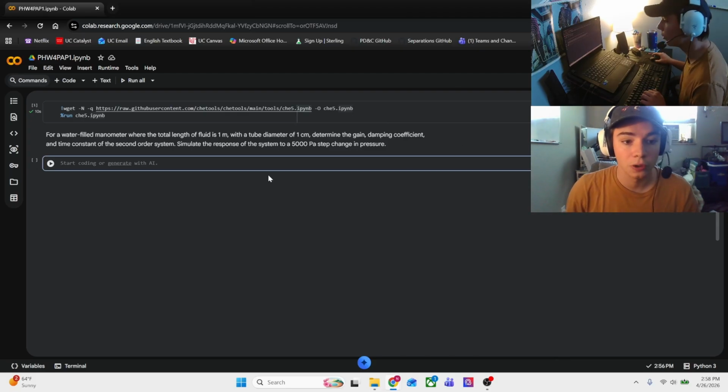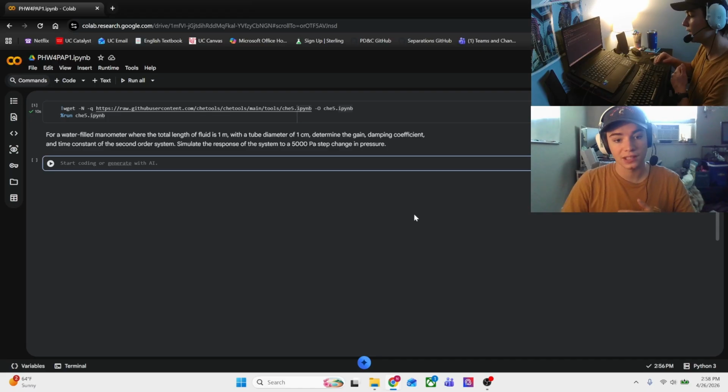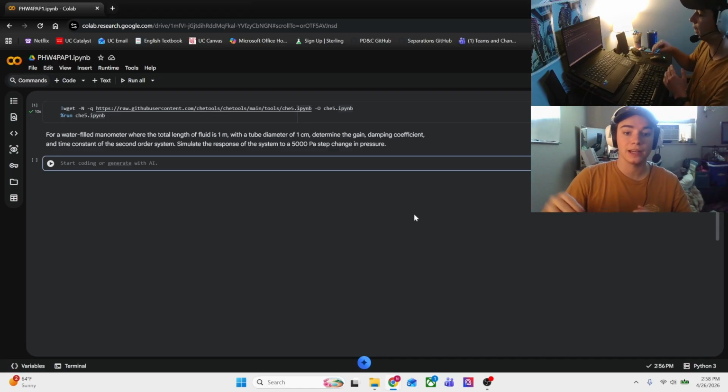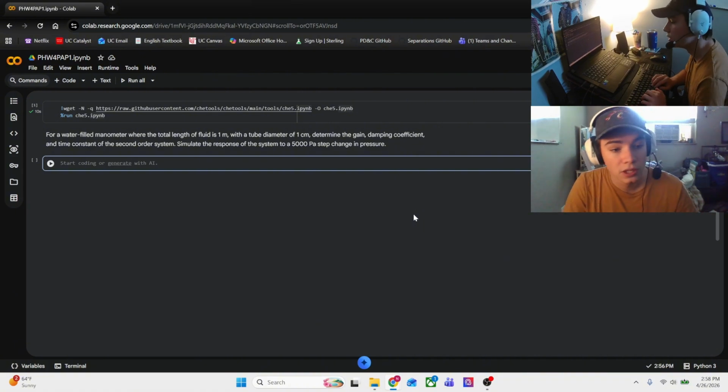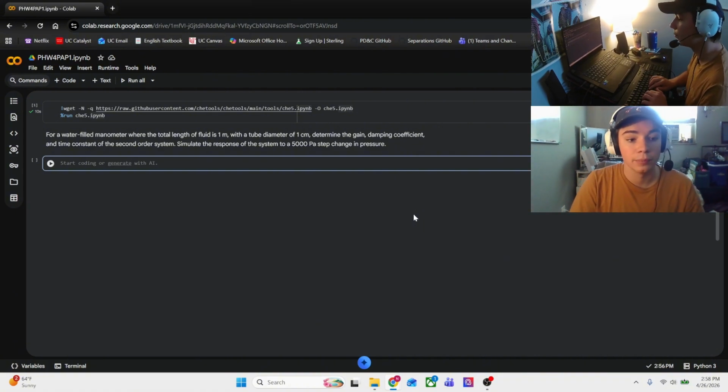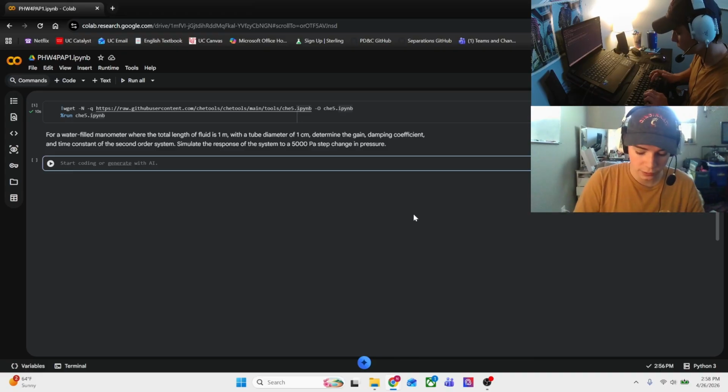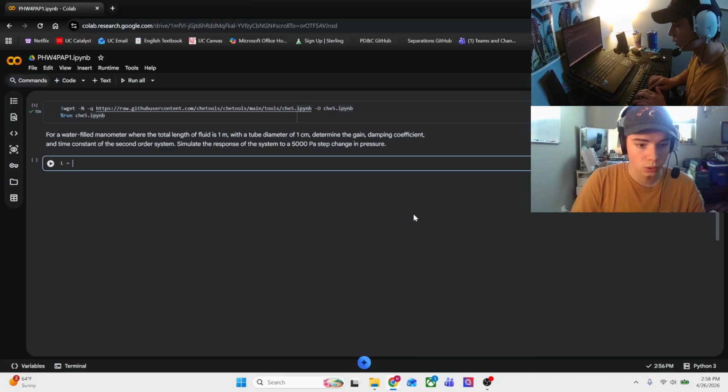We've defined all three of those variables up on the board. So now we're good to go ahead and simulate this with a 5,000 Pascal step change in pressure. We're going to see what our system does. So first things first, we're going to go ahead and put in all of our variables that we know here. So we know that the length of our fluid is going to be 1 meter.